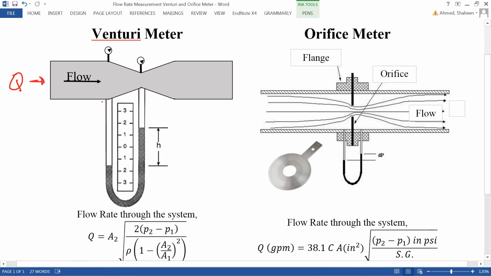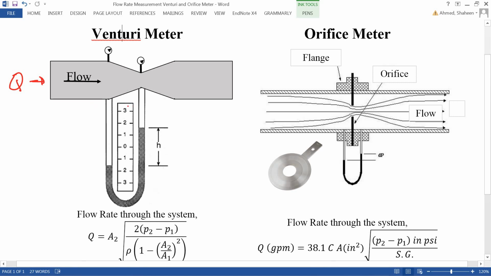Now we can always collect a bucket of flow and see how much time it takes, and then you can measure that way. However, any fluid system is kind of a closed loop, so you cannot really take the fluid out when it is running in operation. You need to know the flow in the closed system.